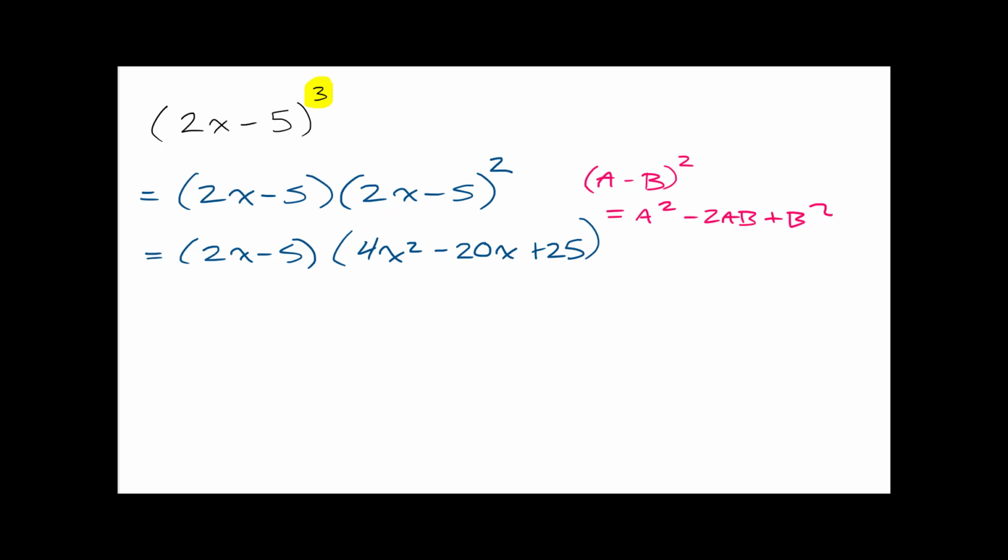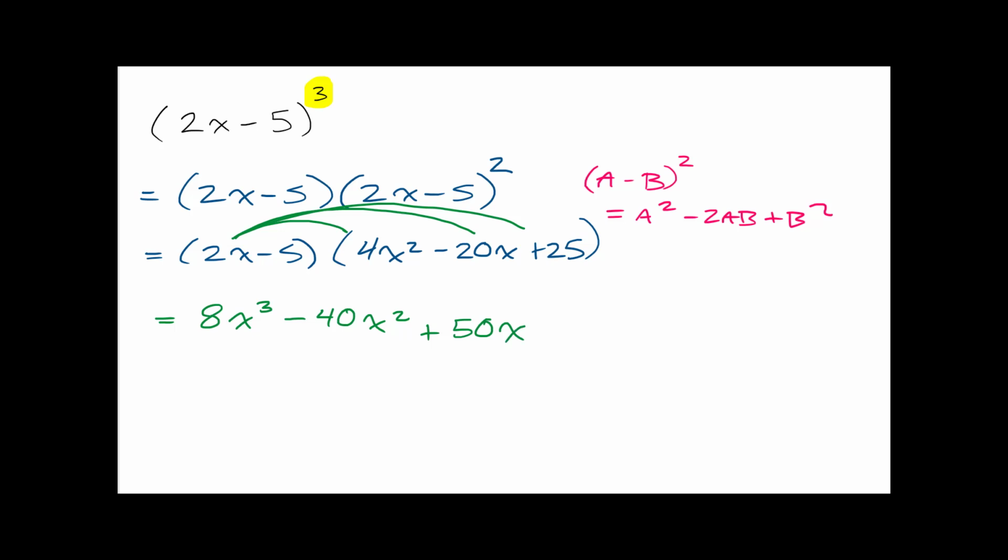But now, I still have to multiply what's left. So let's think here. We have 1, 2 terms times 1, 2, 3 terms. So 2 times 3, we have to get out 6 terms here. Okay, so let's start multiplying. Let's start by taking the 2x and multiplying it by each term. So 2x times 4x squared gives me 8x cubed, because x times x squared, we add the exponents. 2x times negative 20x is negative 40x squared. And then 2x times 25 is plus 50x.